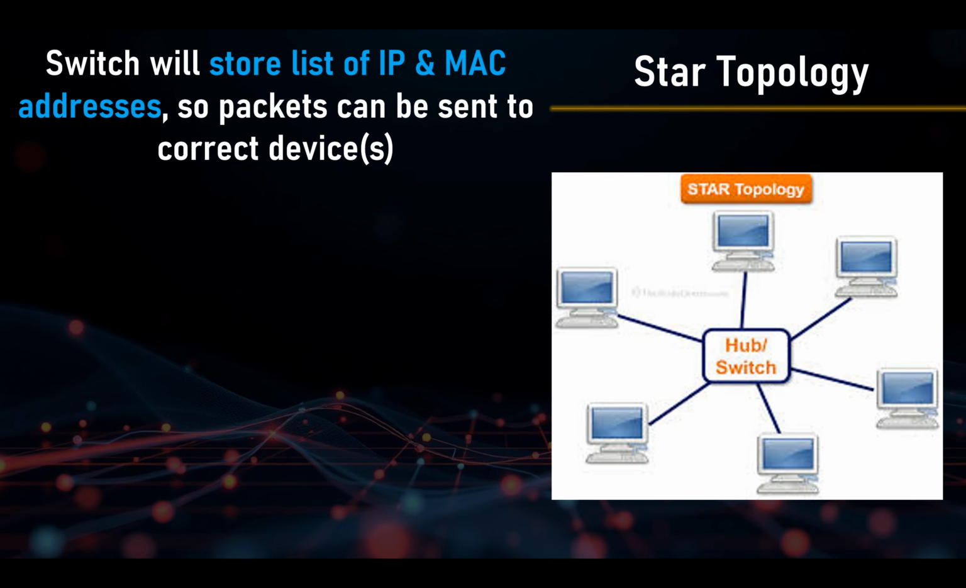Then, as mentioned, switches will store a list of IP and MAC addresses so packets can be sent to the correct devices. And if we think about this, this is just how a home network works, because you're going to have a router in the middle. In common day-to-day usage, people will call it a router. However, it's a router with the functionality of a switch combined into one device. So here, let's just call it a switch, because we're talking about an internal network, a LAN.